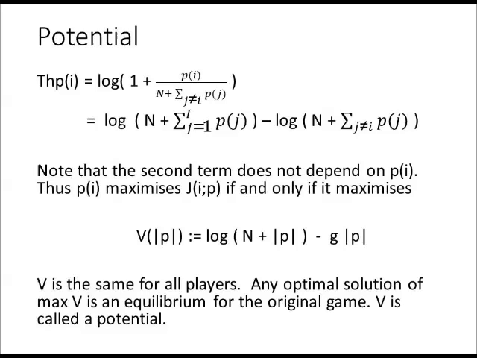This means that we managed to transform the problem into a global maximization one instead of a game, which can now be solved using standard techniques in convex optimization. Any solution to this convex optimization problem gives us a Nash equilibrium for the original game. This function V is known as a potential, and games that have a potential like this one are called potential games.